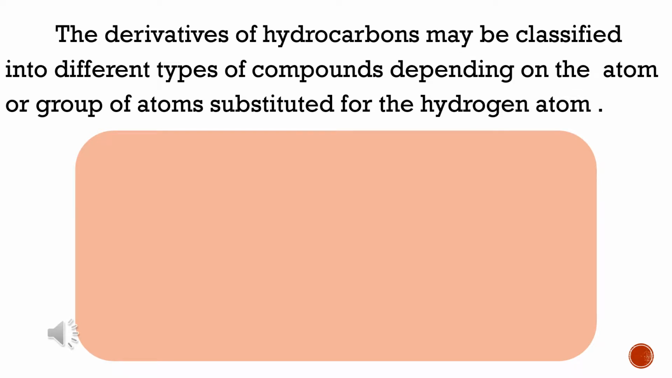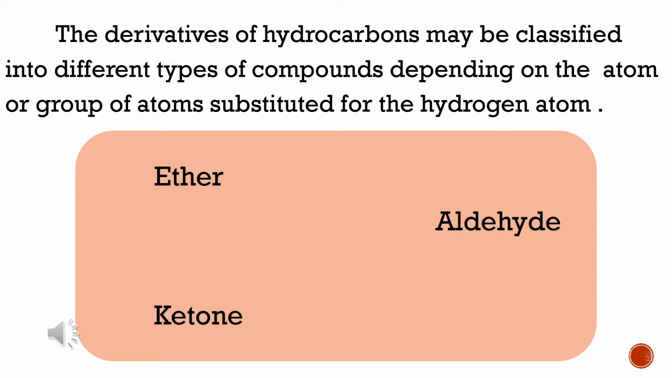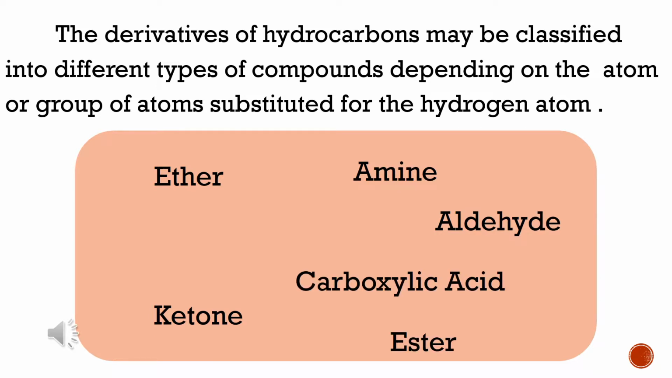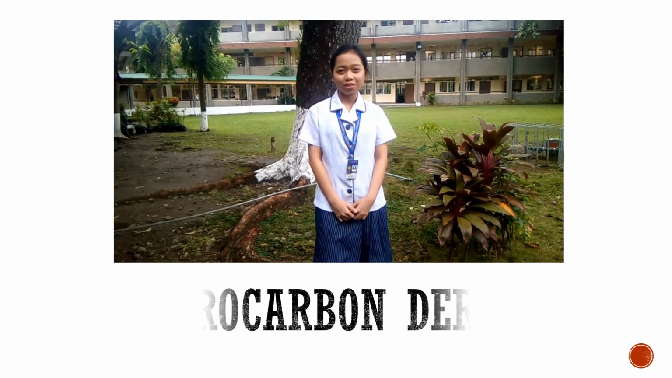There are 7 classified derivatives of hydrocarbons: ether, aldehyde, ketone, amine, ester, carboxylic acid, and alcohol. Hydrocarbon derivatives.